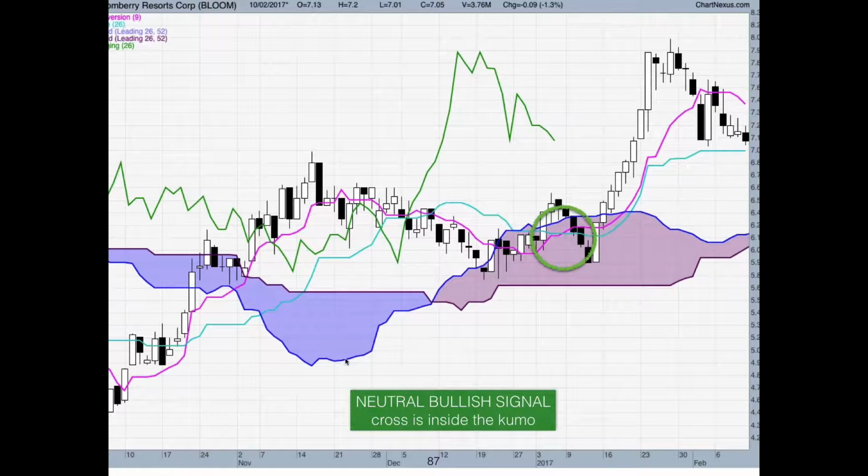In this chart, since the Tenkan-sen crossover happened inside the Kumo and we have a neutral bullish signal, prices hesitated, it retested the previous low before it broke above the Kumo. So a break above likewise created a strong uptrend. From its crossover price at 633, Bloom rose to 7.9 and now is at the 9 peso levels.